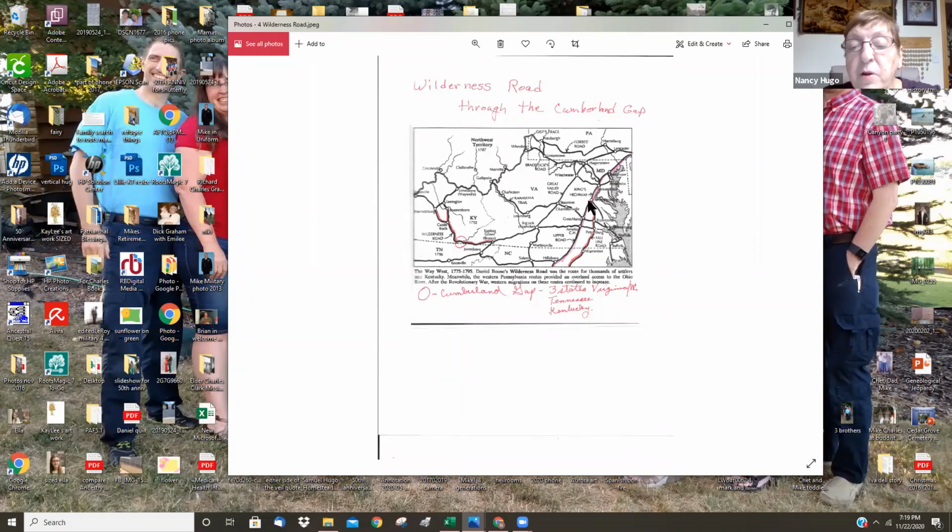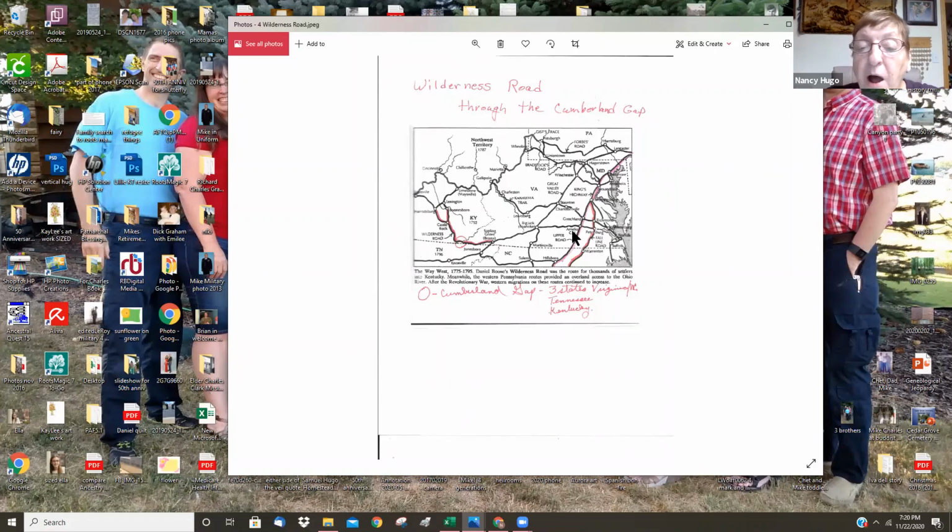So Daniel Boone loaded his family on horseback along with friends and took them through this gap in the mountains, which is now known as Cumberland Gap. And then they came up to Castle Rock, and beyond Castle Rock, they split up into many different forts. The 2 main forts are Harrodsburg and Boonesborough. And so that is the Wilderness Road, which went through Cumberland Gap.